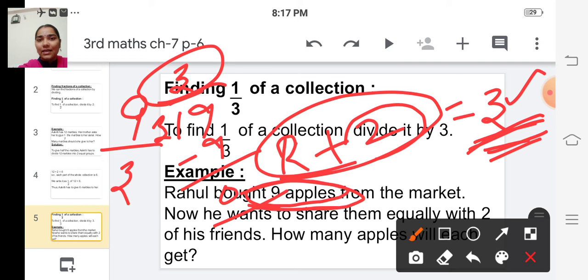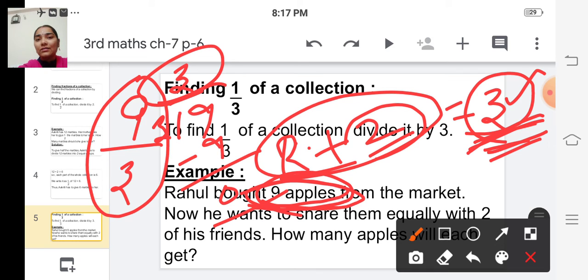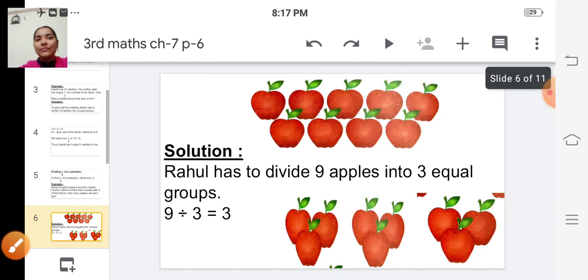Okay, children, is it clear? Rahul plus 2 of his friends equally. So he has to divide these 9 apples into 3 equal parts. That means he has to divide 9 by 3. 9 by 3 is nothing but 3. So each member will have 3 apples. Okay. So we will read the answer.